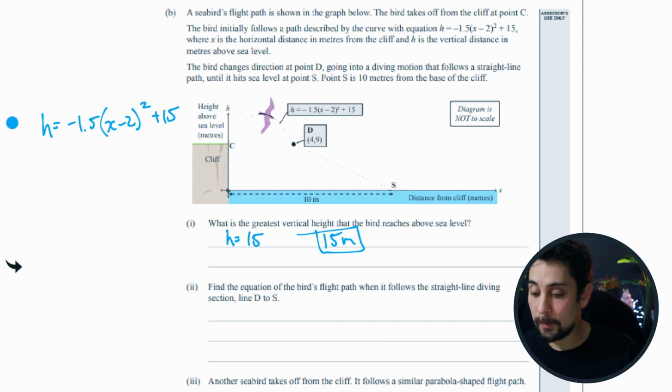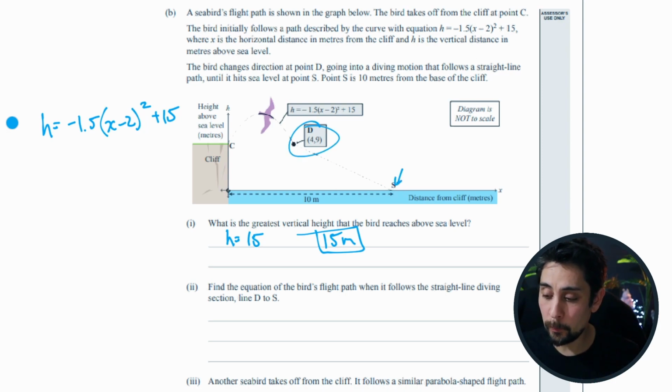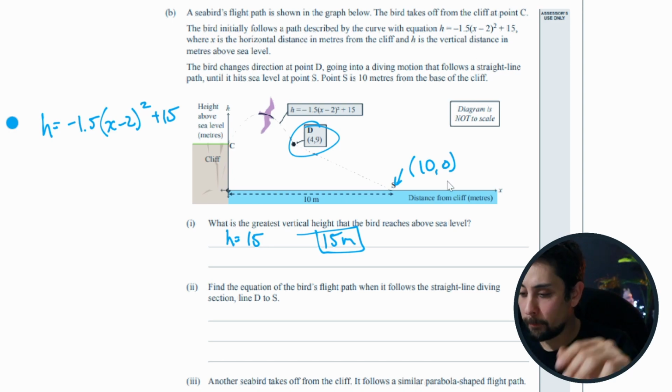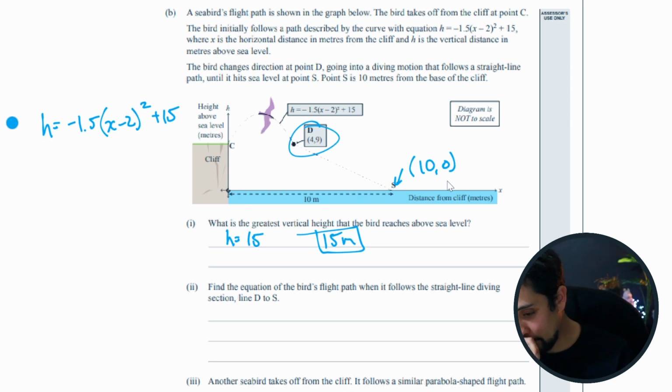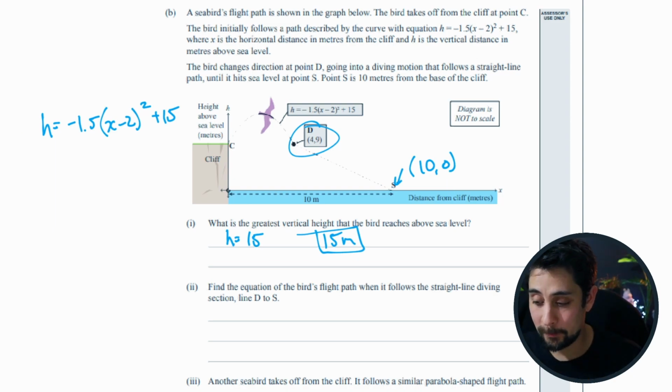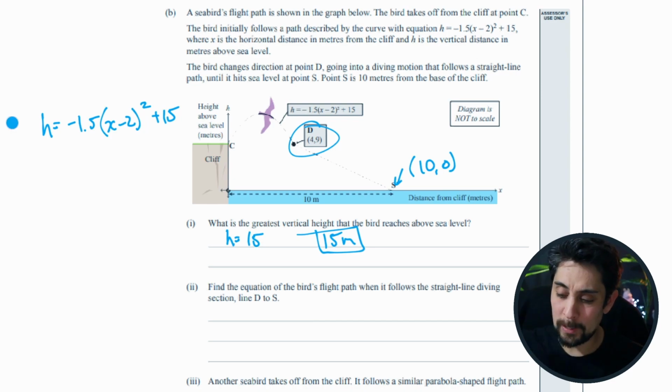Okie dokie. Next, it says find the equation of the bird's flight path when it follows the straight line diving section from D to S. Okay, we're going to find the equation of the bird's flight path. So we have the point 4, 9. We also have the point here, which is 10 across and 0 on the y-axis. Now you're going to see me make an error in the marking. So you're going to see me make an error right there, and just keep that in mind. I'll talk more about that later in the next video.